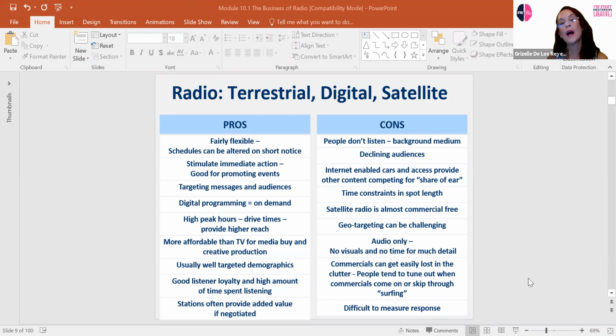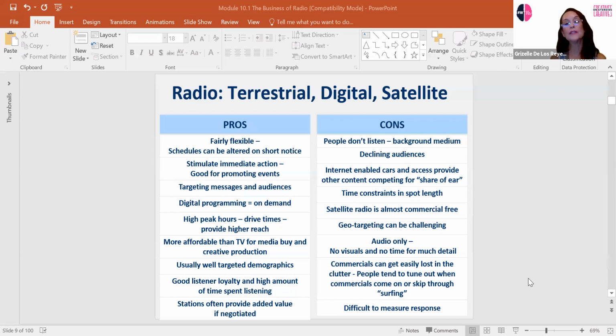Okay, so the cons. Think about yourselves and how you listen to background music. Radio tends to be a background type of medium. People are doing other things while listening. The audiences may be declining, and take this with a grain of salt, station by station, but also understand what you are competing with for your share of ears. People have far more options, including podcasting. I'm a huge podcast listener on my on-the-go devices, so I could be listening to this, or I could be listening to that.